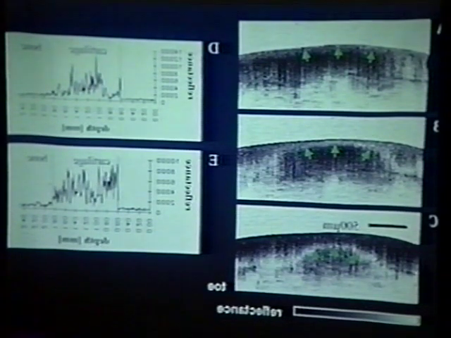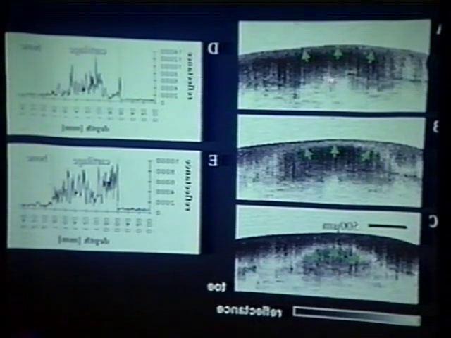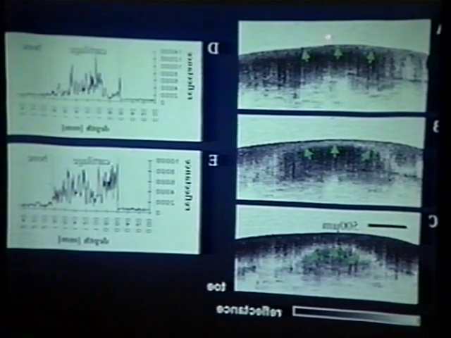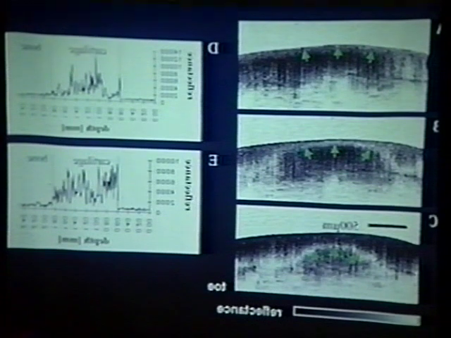So the future issues are penetration, which we would like to increase. It's currently at 2 to 3 millimeters. Increase the data acquisition rate, which is probably pretty straightforward. You always want more resolution. Human studies are underway, and combinations with spectroscopies, and I'd just like to show you a couple of these.